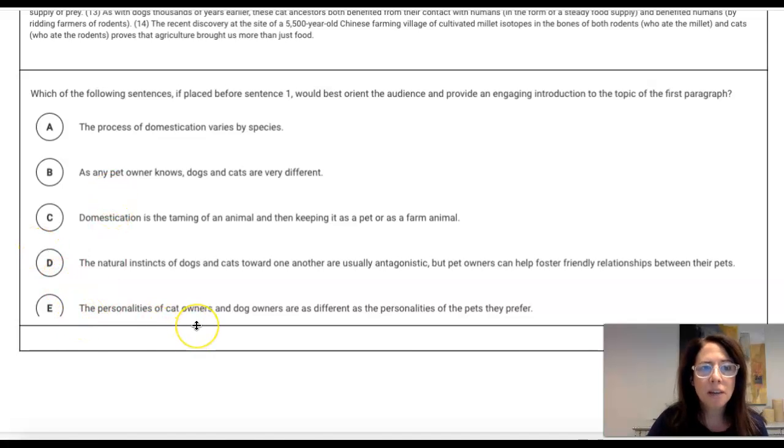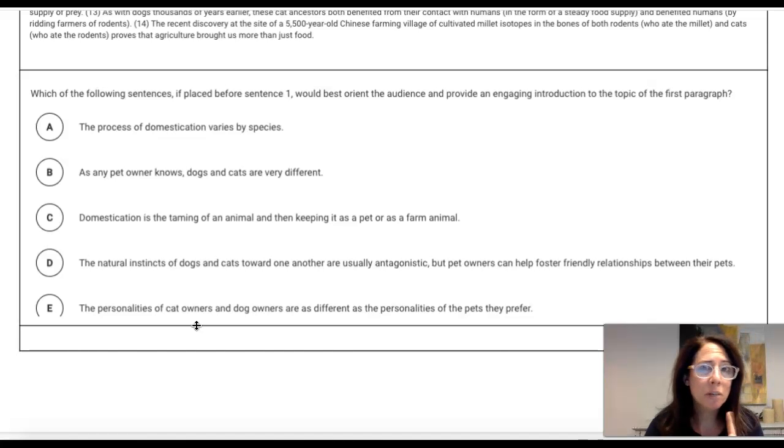E, the personality of cat owners and dog owners are as different as the personalities of the pets they prefer. This might trick me because I do see that word different, and I know that I'm dealing with the difference between cats and dogs, but if I really sit with it and logically compare it next to what is in my head from that topic sentence, sentence 3, there's nothing about how humans talk about their preference and how the personality matches. Even though I didn't love it, it wasn't one that I would write, I'm going to go with B.